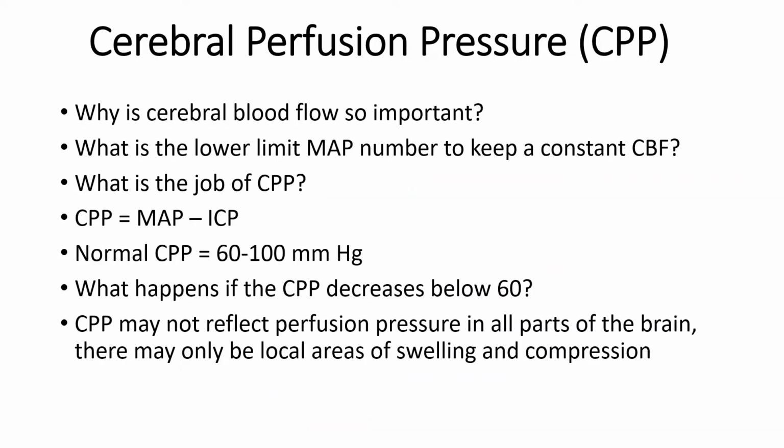So I want to talk a little bit about cerebral perfusion pressure, also known as CPP. It's a pretty important job, and what it does is deliver blood to the brain. The job of CPP is the amount of pressure needed to ensure blood flow to the brain. Very important, okay? The way we measure CPP is we take the MAP, the mean arterial pressure, which we get from our blood pressure. We take that MAP and subtract the ICP, and that will give us our CPP.